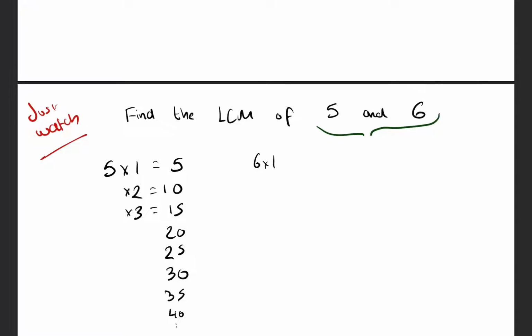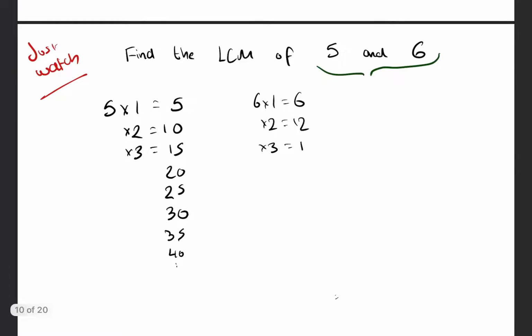Well, 6 times 1 equals 6, times 2 equals 12, times 3 equals 18, and so on: 24, 30, 36, 42, 48, and so on. Well, we need to find what's common. What's common with 5 and 6? What's the lowest common multiple? Well, I can see 30 and 30 are common, and the next one will be actually 60 and 60. They're also common.